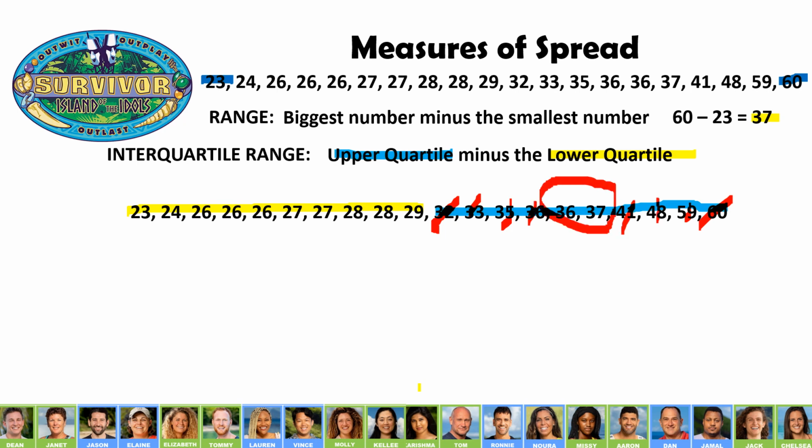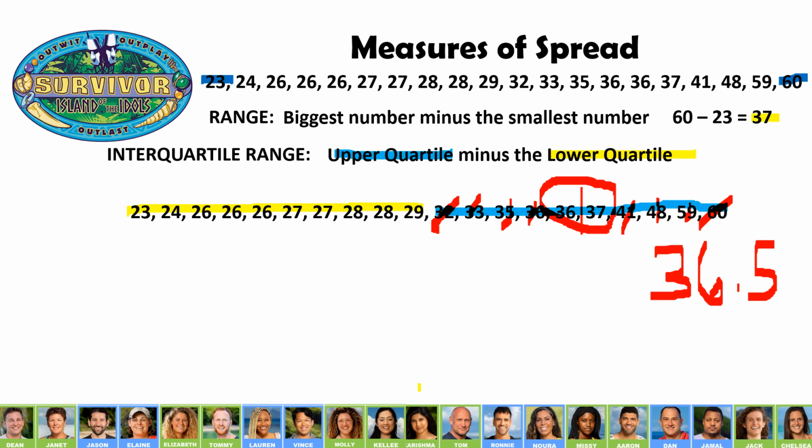So in between 36 and 37 is where my median is going to be located. You can add them together to see that 36 plus 37 gives you 73. Divide by 2, and you're going to get 36.5. Or you can just see that in between 36 and 37 would be 36 and a half.